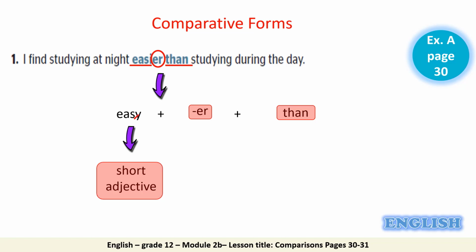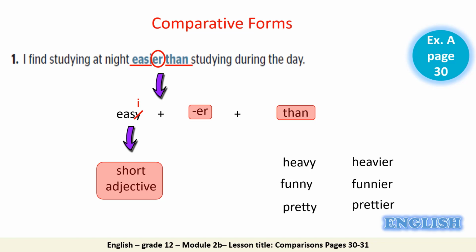Notice that the y at the end of the adjective easy was replaced by i. Can you give me similar examples? Very good. Heavy, heavier. Funny, funnier. And pretty, prettier.